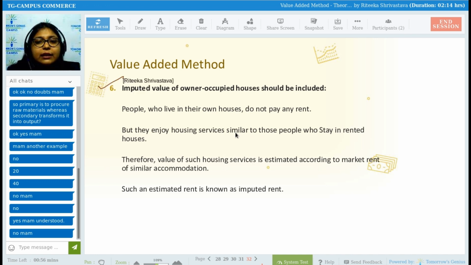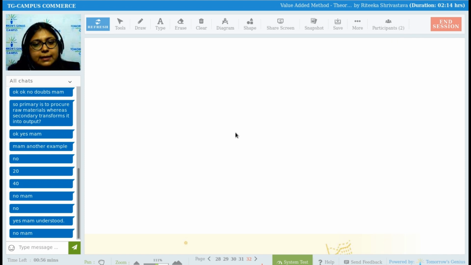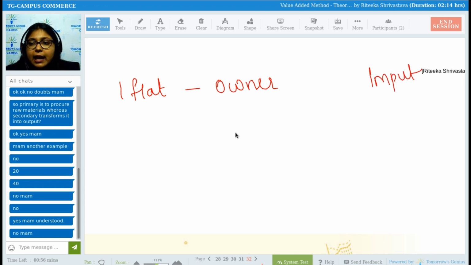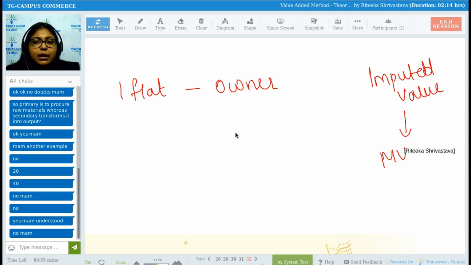Sixth, imputed value of owner occupied houses should be included. Again, this is an imputed value. Just say for example, there is one flat in which the owner himself is living. Now we have to find out the imputed value of that flat. How can we find the imputed value? Very easy, based on the market value.